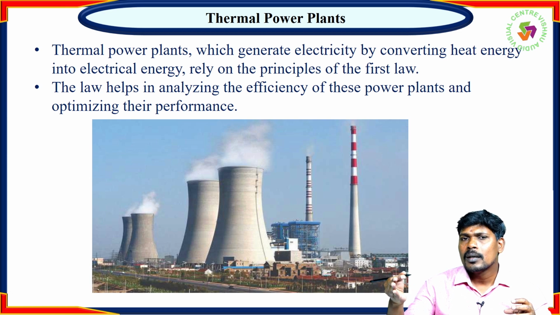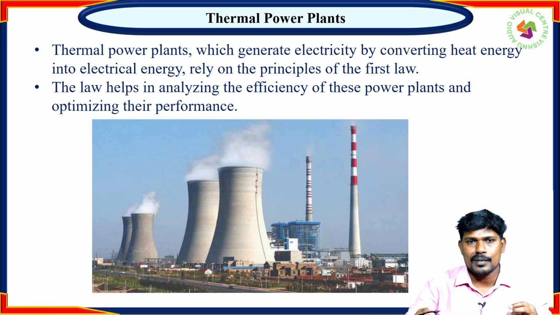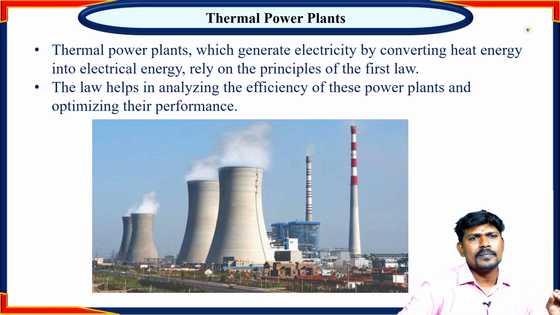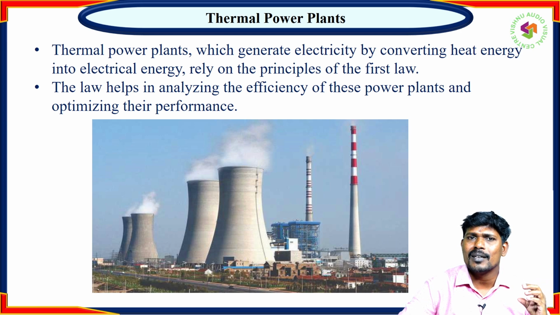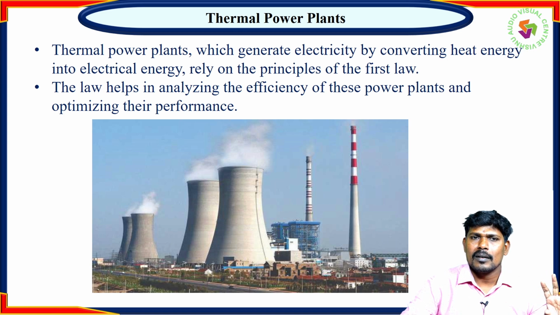We cannot create energy, we cannot destroy energy, according to the first law of thermodynamics. We can only transfer it. This is also a transfer from heat energy to electrical energy. It has to be 100%. If it is not happening 100%, that means there are some losses. So how do I design the thermal power plant in such a way that the losses are minimum and efficiency is more? To design the thermal power plants, the first law of thermodynamics plays a huge role.